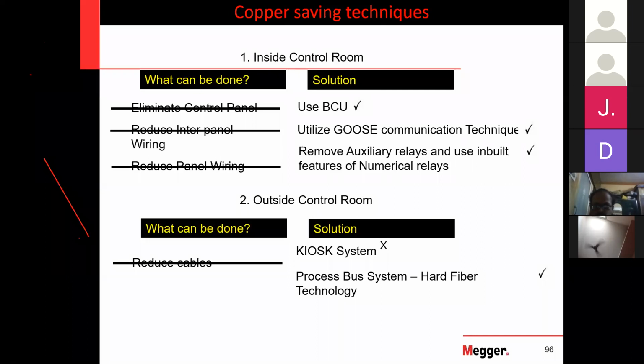Okay. See, the question is what is the cost difference between a control panel and a BCU? You're directly comparing the cost of a BCU and a control panel. You can say it like this: earlier days we used to have a black color phone in our house. We cannot compare that cost with the iPhone.